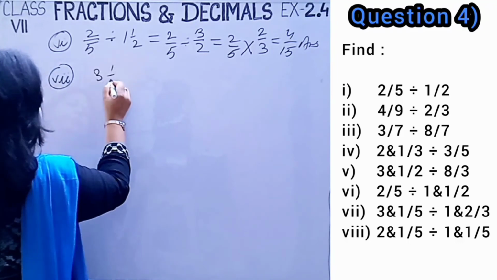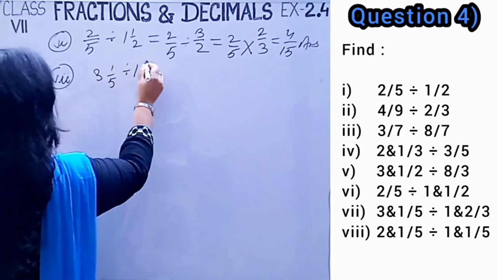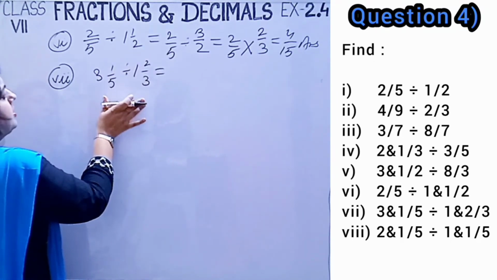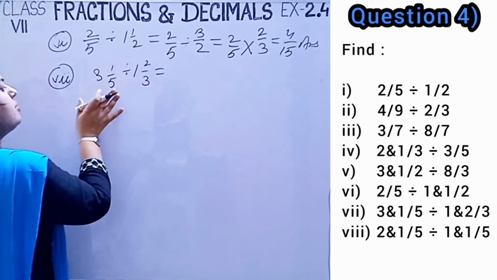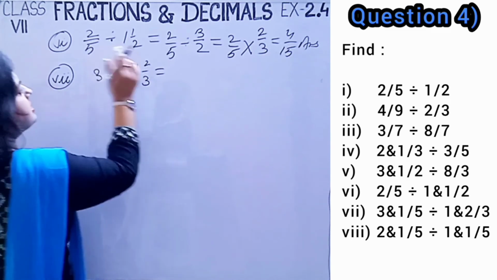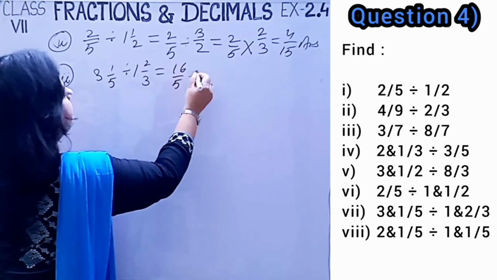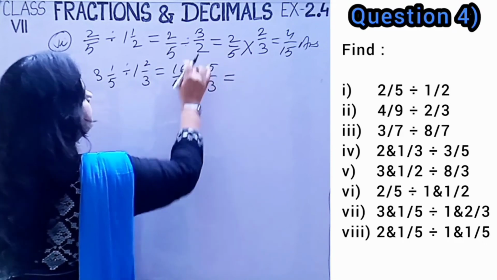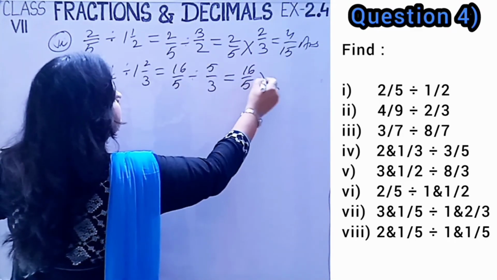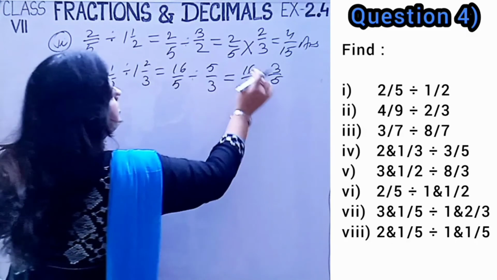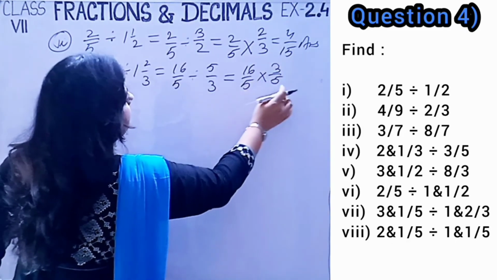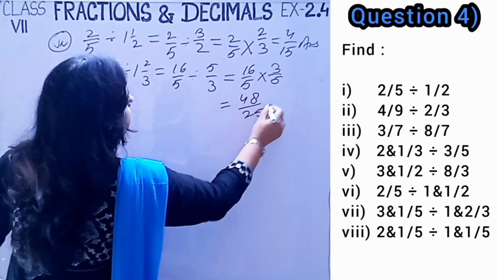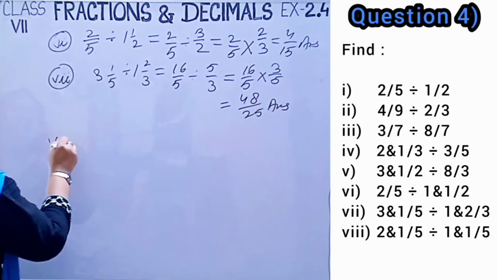Seventh part, 3 and 1 upon 5 divided by 1 and 2 upon 3. So here both numbers are mixed fractions. So first we have to convert them into improper fractions. 5 3s are 15, 15 and 1, 16. 16 upon 5 divided by 3 1s are 3, 3 and 2, 5. 5 upon 3. Now 16 upon 5 multiply 3 upon 5. So 16 into 3 and 5 into 5. 48 upon 25. Answer.